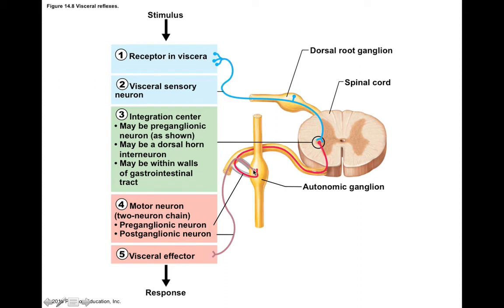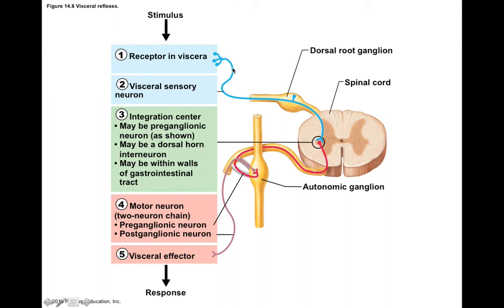We're going to synapse on a postganglionic neuron here, and then that axon is going to go out the gray rami communicantes out towards the peripheral effector. But this is a motor neuron here, and so that's going to have a visceral motor effector response, whether it's cardiac muscle, smooth muscle, or glands.